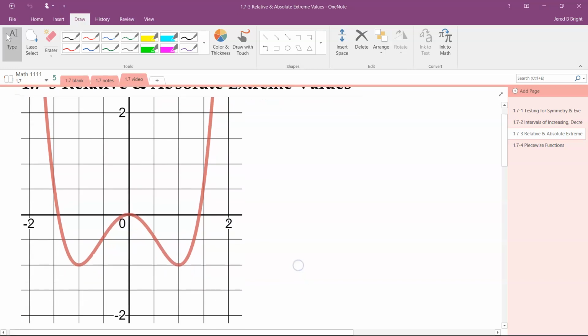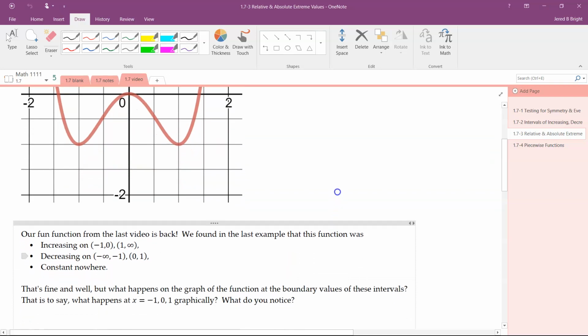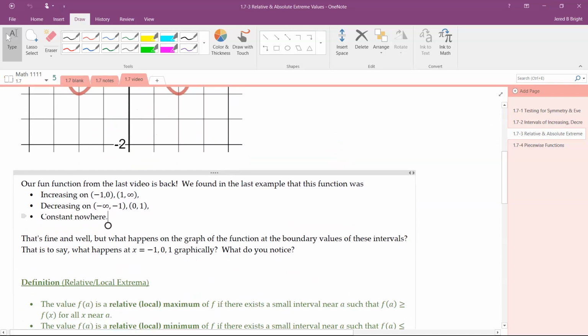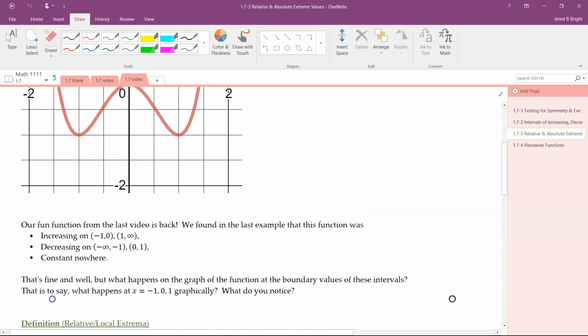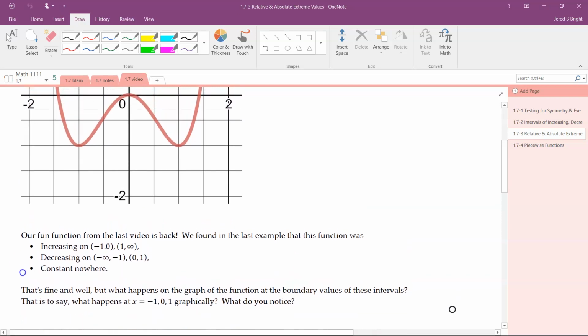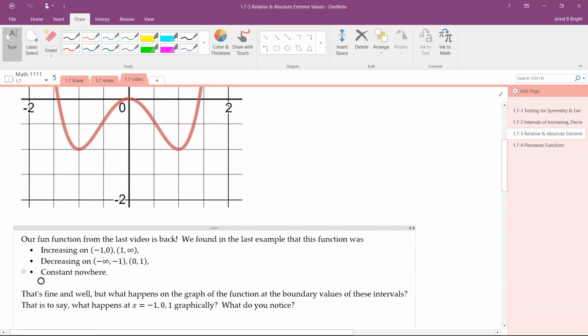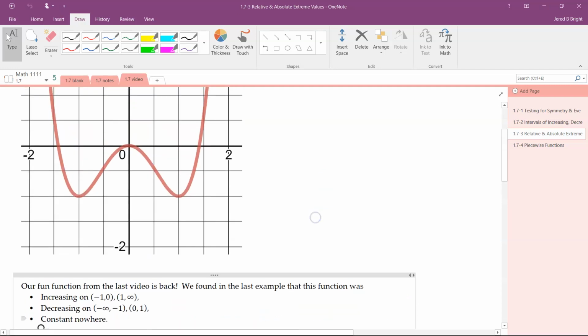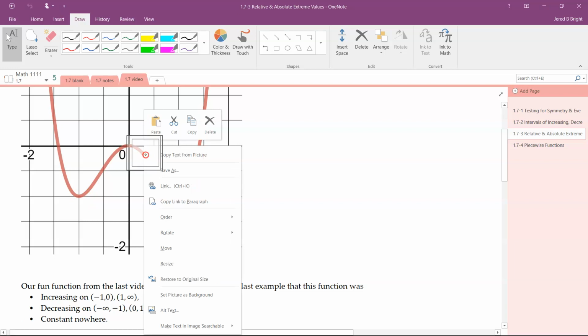Okay, but here's our favorite function from the last video, this W looking thing, and we talked about the intervals of increase, decrease, and constant last time at the very end of the video, right? So we said this, right? And what I want to think about is that those boundary values are kind of interesting. So the ends of these intervals, right? So -1, 0, and 1. So if I look at those, that's right here.